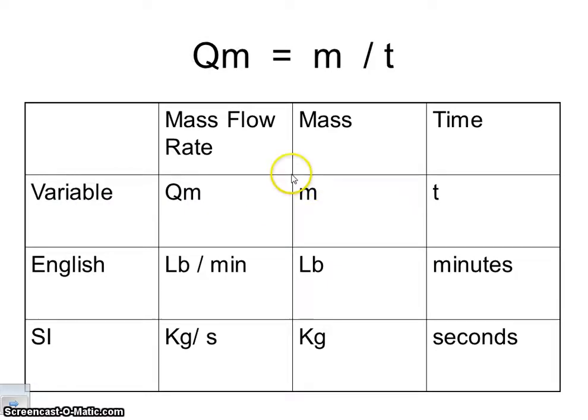Okay, so what we have here is Q_M. Remember, Q is always flow rate. And then you have a subscript here. Your M is going to tell you what kind. It's mass flow rate, equals mass divided by time. So that's where we get our variables.